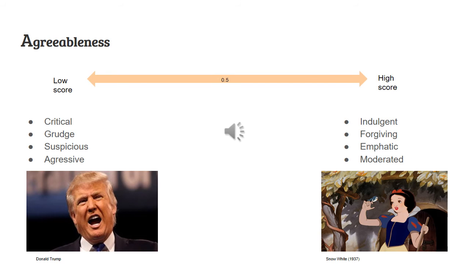Now, if we talk about agreeableness, a high score could be someone indulgent, who is also forgiving, kind of empathic and moderate in their ideas and in the way of imposing them on others. A good example could be Snow White, and at the opposite, someone with a low score in agreeableness could be considered as more critical, grudging, suspicious and aggressive if someone is not aligned with their ideas.